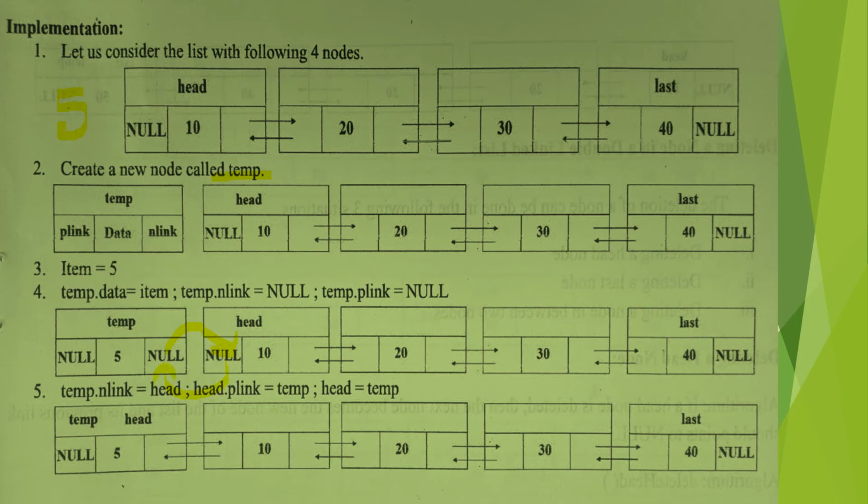So the head node contains some value in the p-link. So this is not the first element, so this is not the head. So we have to change the head also. So head equals temp. In this way we can insert a new node at the beginning of the double linked list.